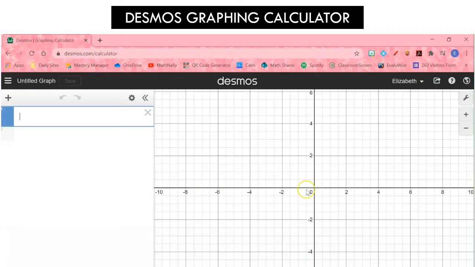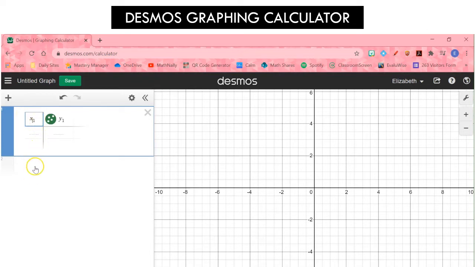When the calculator opens up, you can see the graph on the right, and then on the left side here is where you would either type in functions, or in our case, we're going to put in a table. So to add a table, we're going to press this plus sign that says Add Item, and we're going to choose Table. This X column where it says X1, that's where we're going to type in all of our X values.